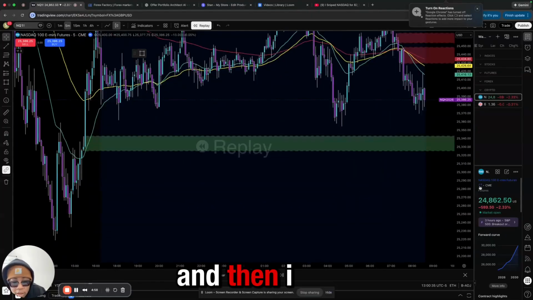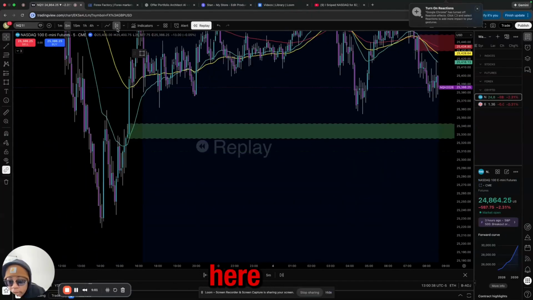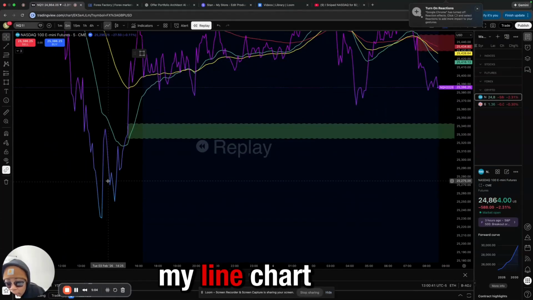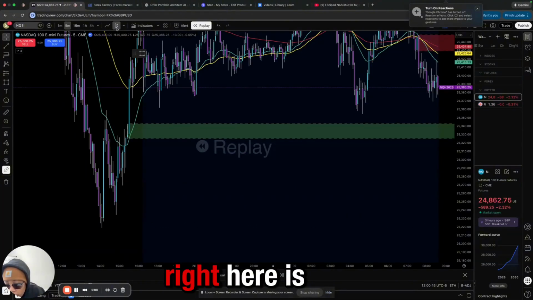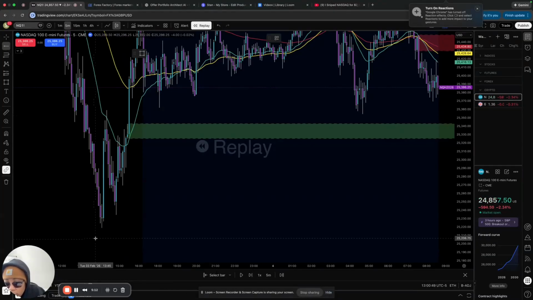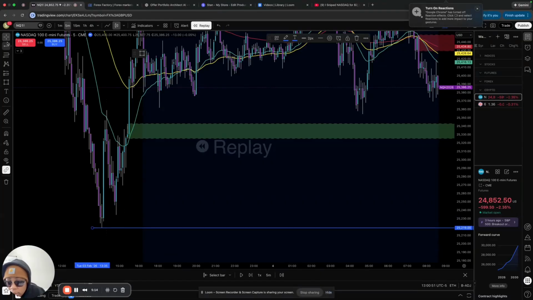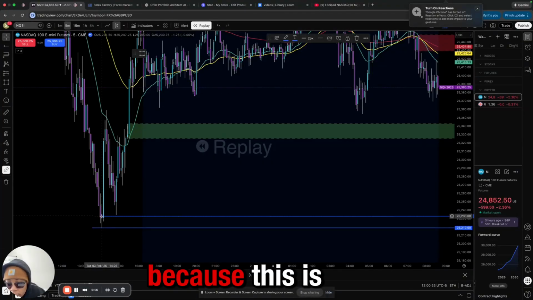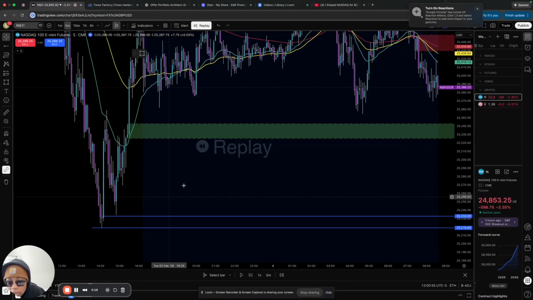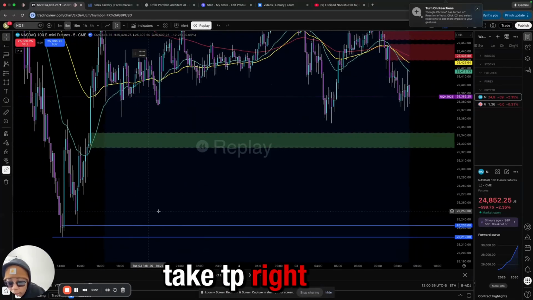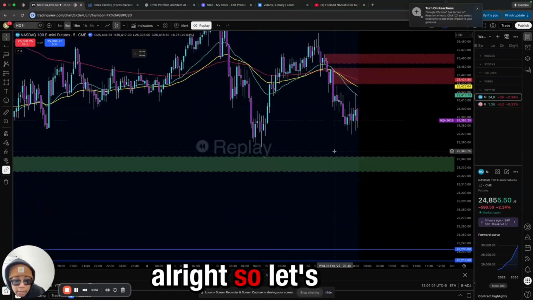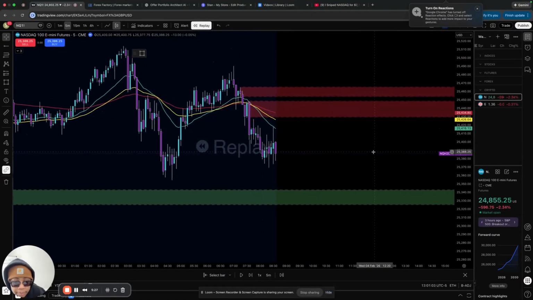All right. And then I also see down here, if I turn my line chart on, I see multiple double bottoms. Okay. So this right here is also an area of interest for me. All right. These are areas of interest for me because this is where liquidity sits. So I'm looking to take TP right here too. All right. So let's see how this plays out.